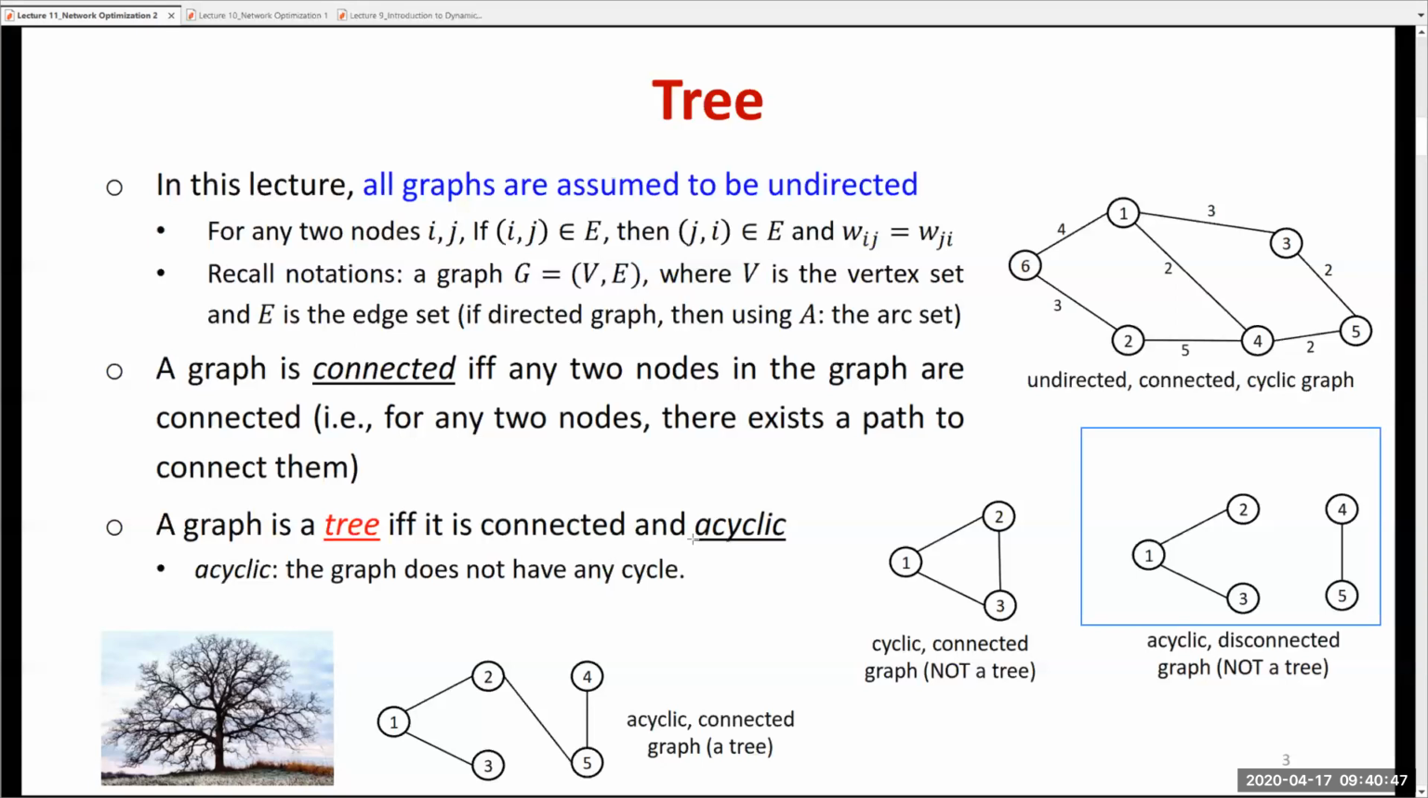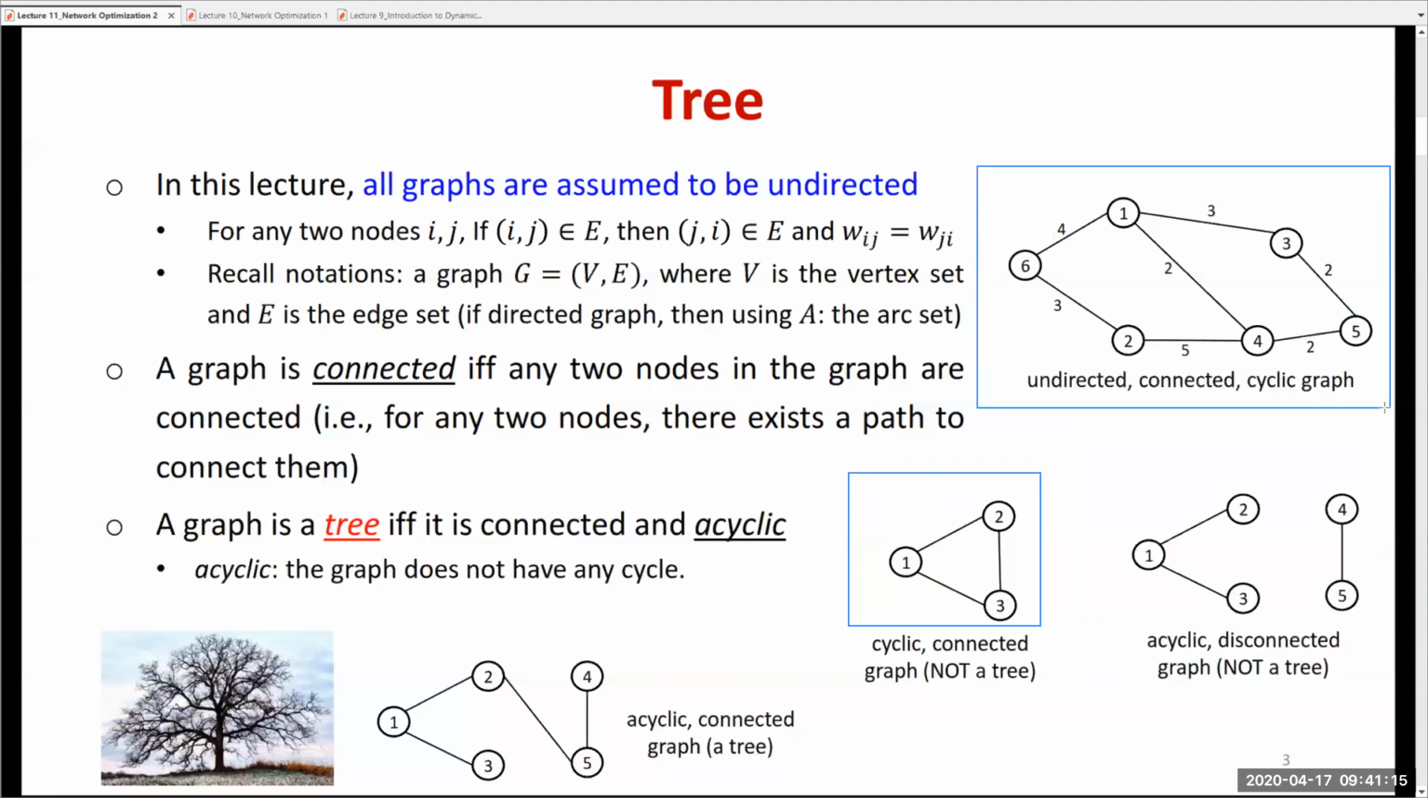And the second thing is acyclic. Acyclic means the graph does not have any cycle. So for example, this graph, first of all, of course, they're connected. That means between any two nodes there is a path, but it's cyclic. Why? For example, you can go 1, 2, 3, and back to 1. And this one is similar. That's cyclic: 6 to 1, 1 to 4, 4 to 2, 2 to 6. You can go back, right?